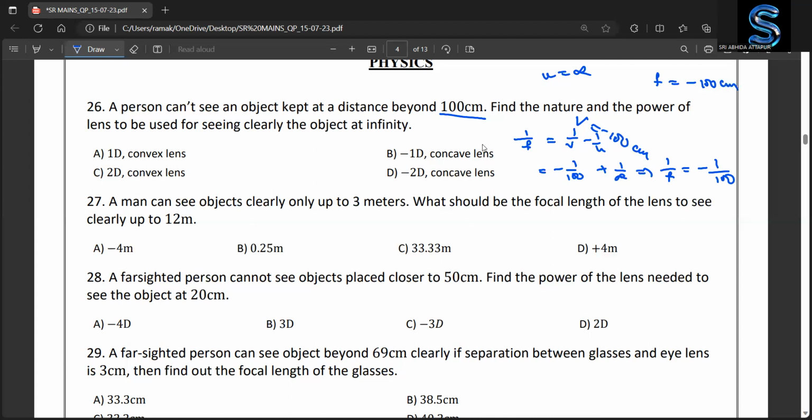The power of the lens is represented as P equals to minus 1 by f, or in terms of centimeters, we can represent it as 100 by f, which is nothing but minus 1D is the power of the lens. And since the minus sign is represented, we can represent it as a concave lens.